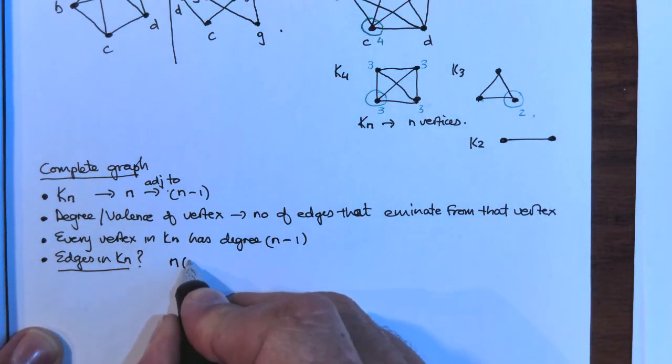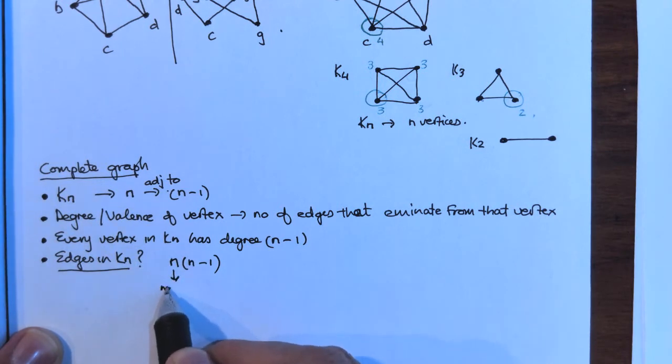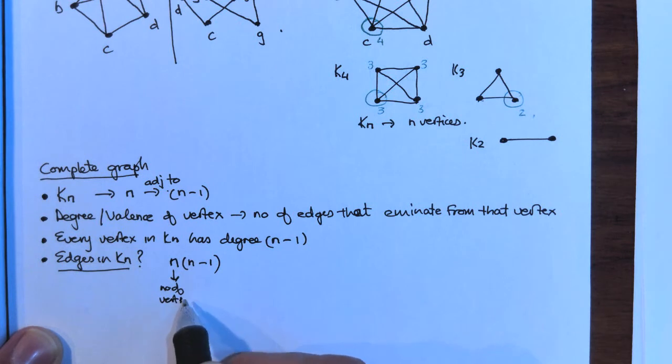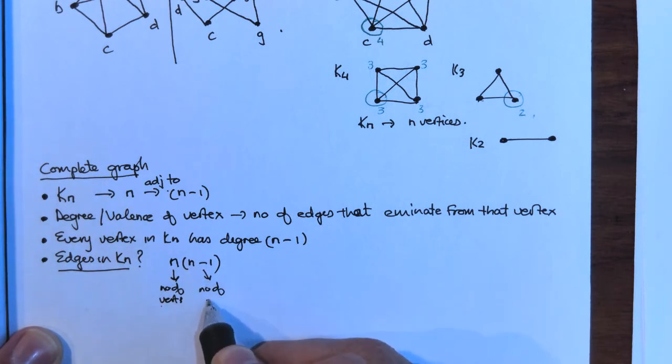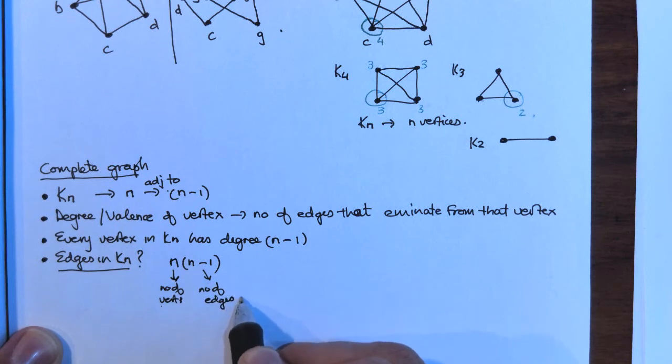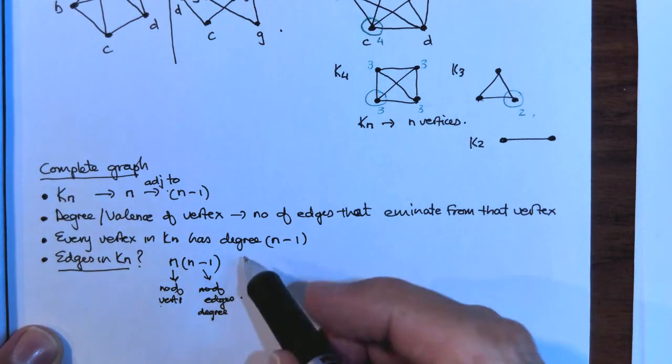So it's not n times n minus 1, the number of vertices times the degree of the vertex. Okay, so this is not the case.